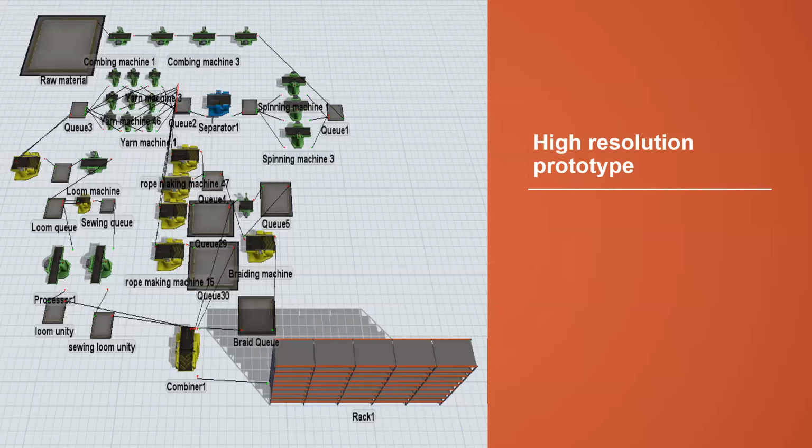It's a high resolution prototype, and next is the economic analysis. Thank you.